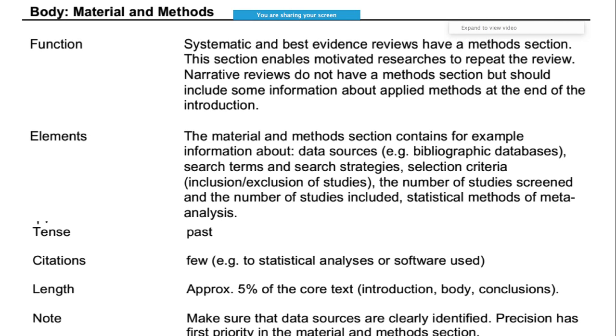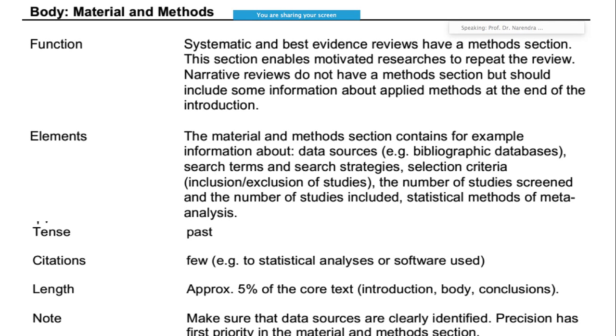So after the introduction section, what is the next section in which you have to write? You have to write about materials and methods. So in the materials and methods, what do you write? In the materials and methods section, you have to comment about the data source from where the data was taken. For example, did you search those technical terms, or what was your search strategy?